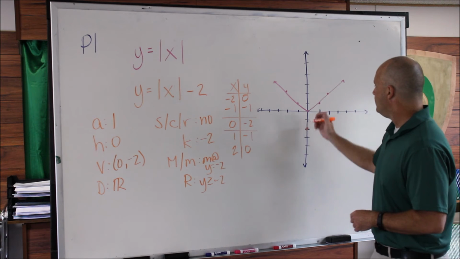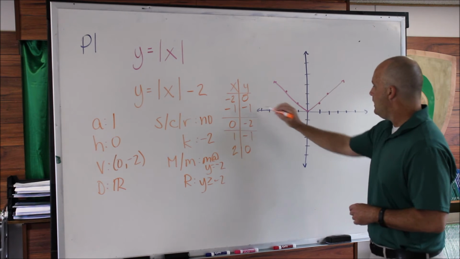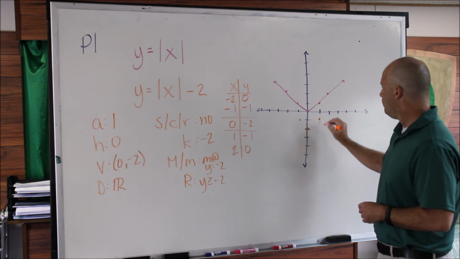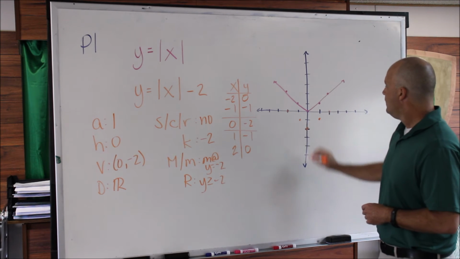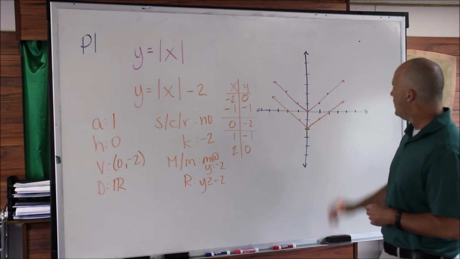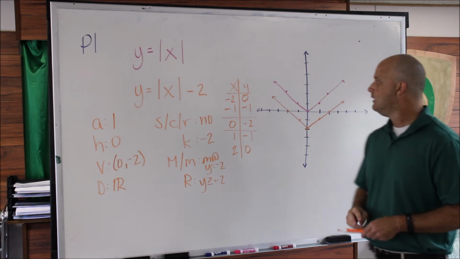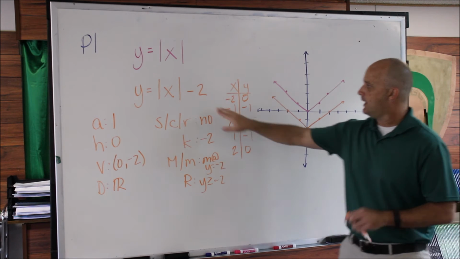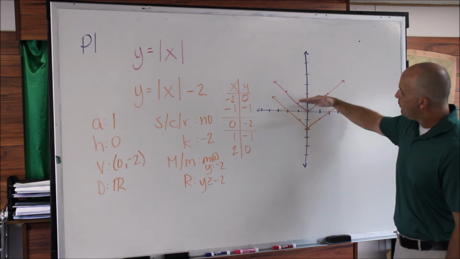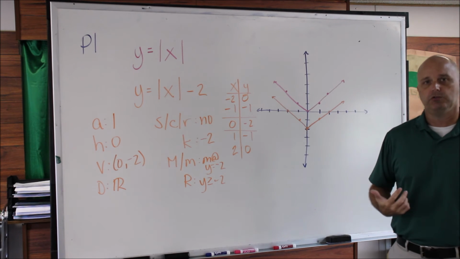So go -2, 0, and then -1, -1, and then 0, -2, 1, -1, and then 2, 0. Go ahead and put those together, connect the dots, and there you have the translation. And what you can see is that because we have a k value of -2, it's pulled the entire graph down 2 units.